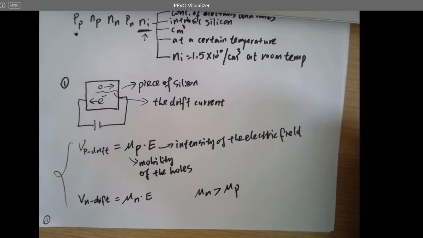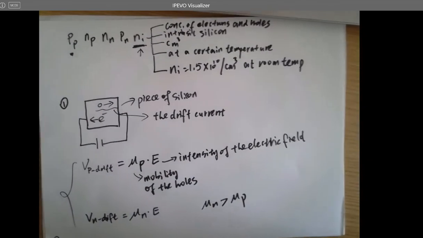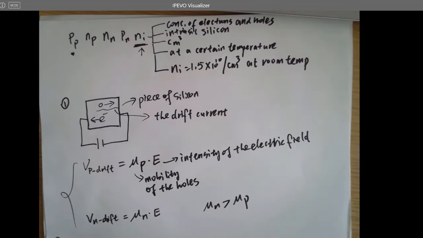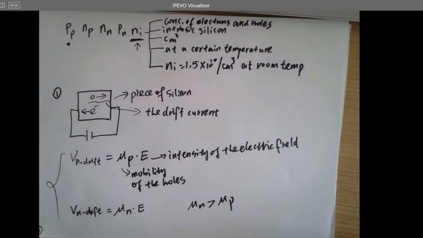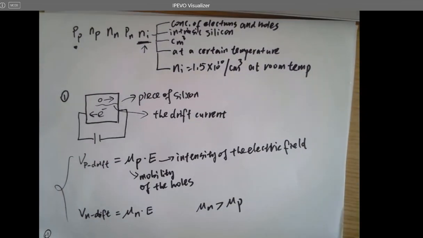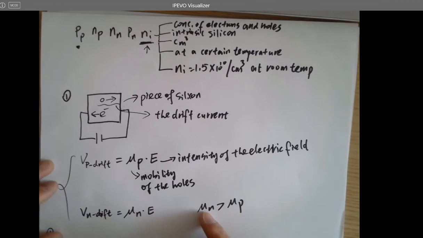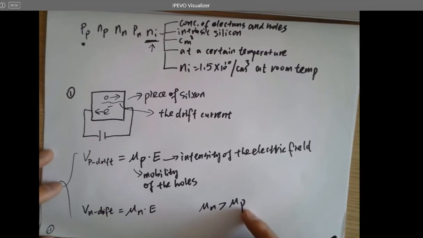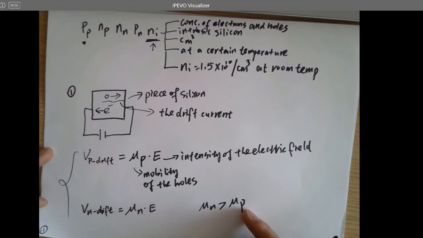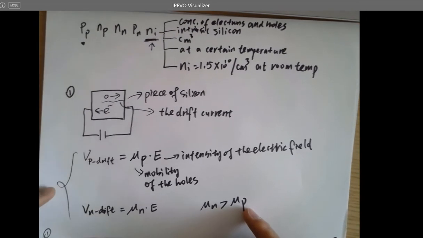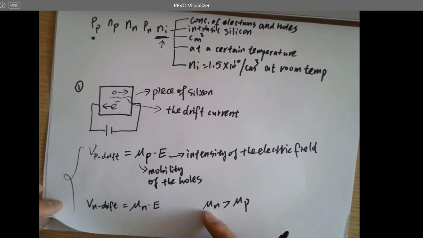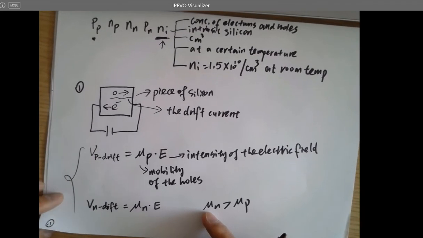And what does that mean in your mind? Just think. It depends on the electric field, right? So electrons are more active, more mobile. So the mobility of the electrons is just higher than the mobility of the holes. They move more easily under the same electric field intensity.